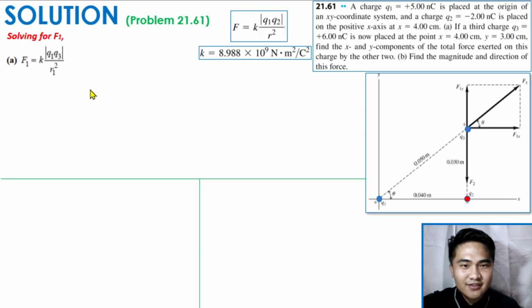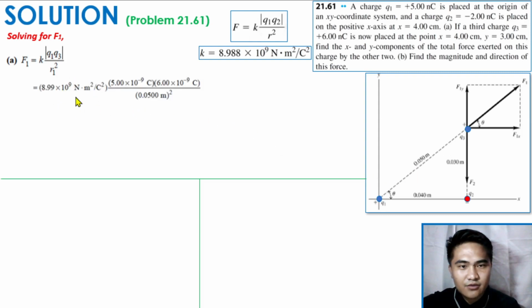Solving for F1, we have F1 is equal to the Coulomb's constant. Then we will multiply it by the two charges, Q1 and Q3, and divide it by the square of the distance between the two charges. The distance between the two charges, Q1 and Q3, is 0.05 meters. Inputting the values, we have the Coulomb's constant here, Q1 and Q3, and the distance. Calculating it, we will get 1.079 times 10 to the negative 4 Newton. So that is the value of this force, F1.